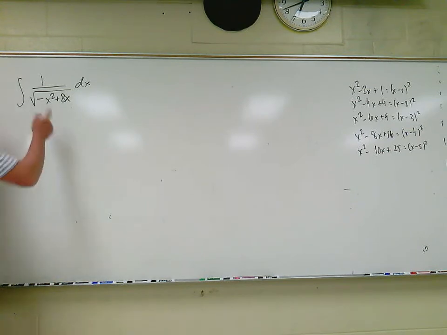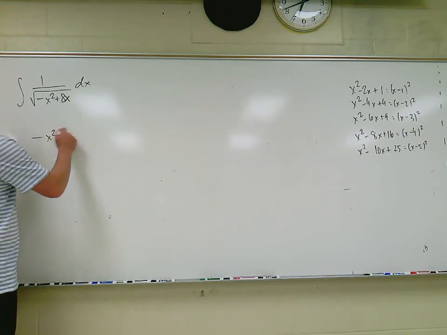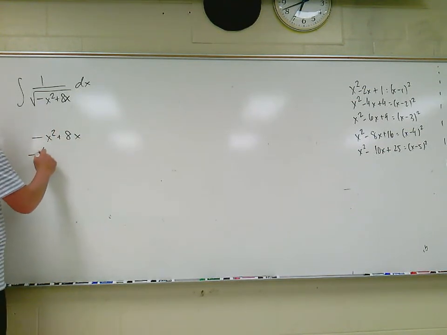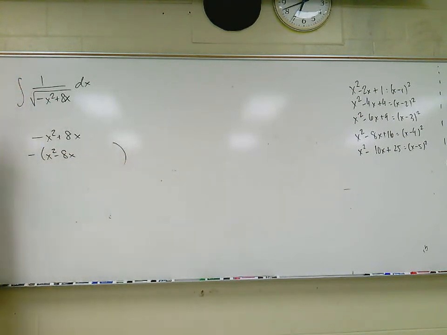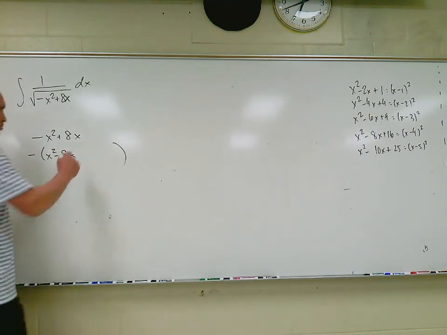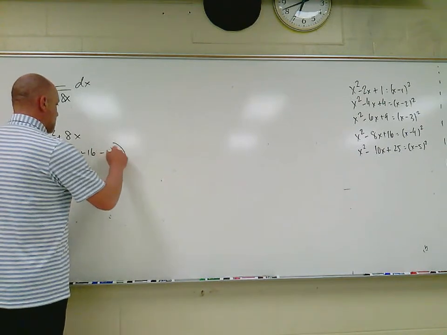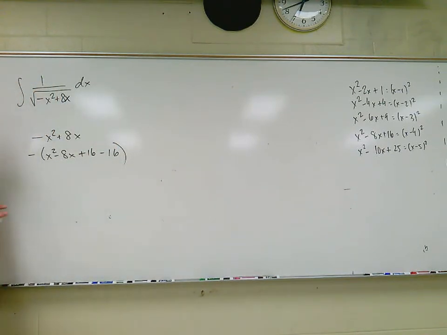Let's have a look. So I'm going to change that. First thing I'm going to do is take the negative out. That leaves me with x squared minus 8x. Then I'm going to think, what do I want with the 8 at the end? I want a plus 16. So I put a plus 16 and a minus 16 so that I'm adding 0.